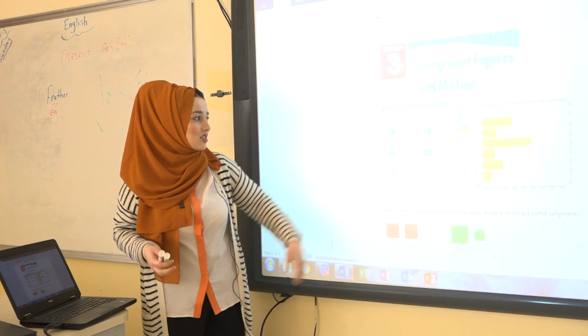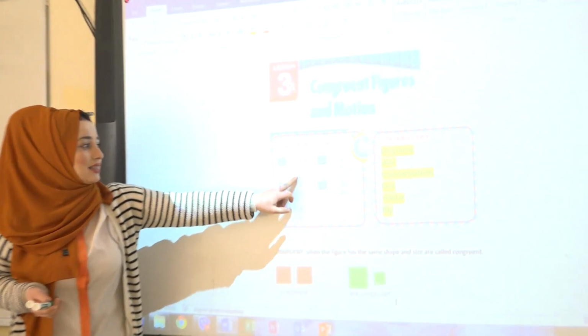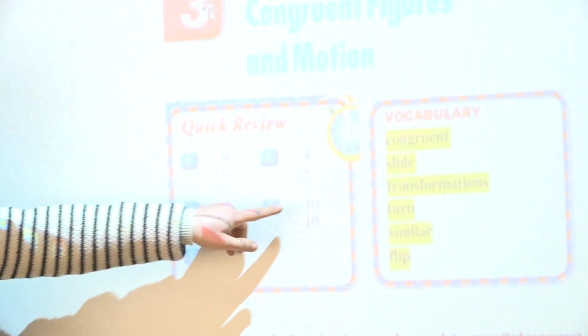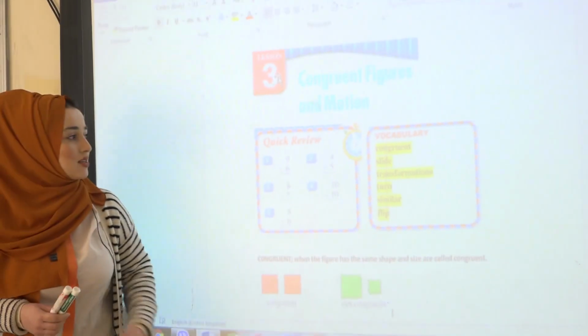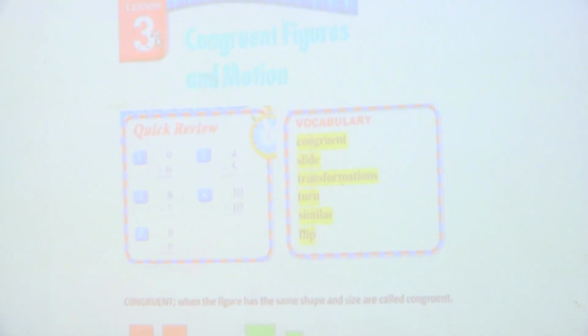First I want to remind you that multiplication is more important now. For example, 9 times 6 equals 54, and 8 times 7 equals 56, and the others are the same. For example, 10 times 10 equals 100. Now, the vocabulary of this lesson is congruent, slide, transformation, turn, similar, and flip.